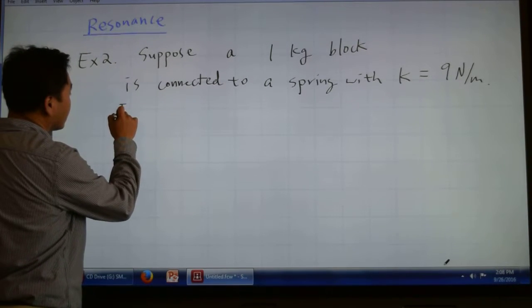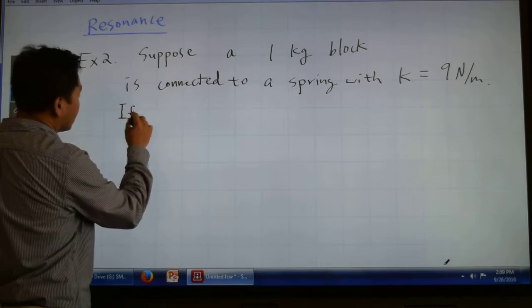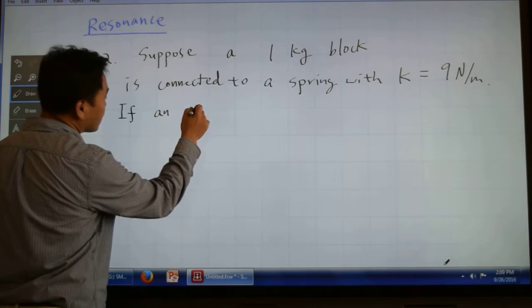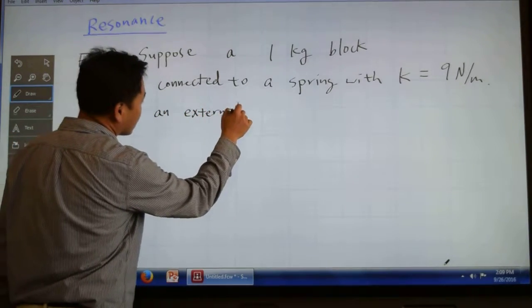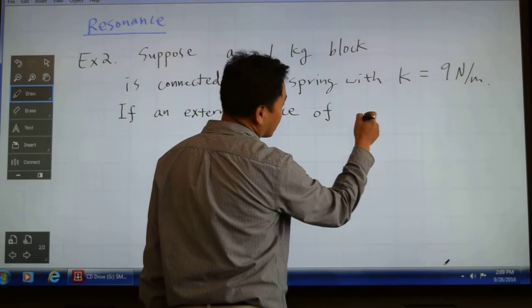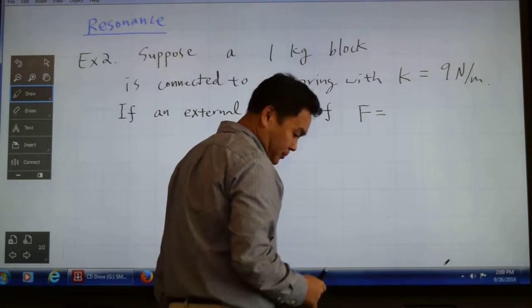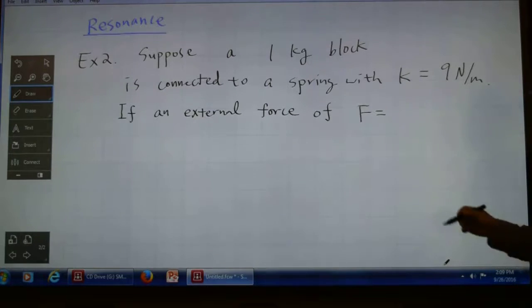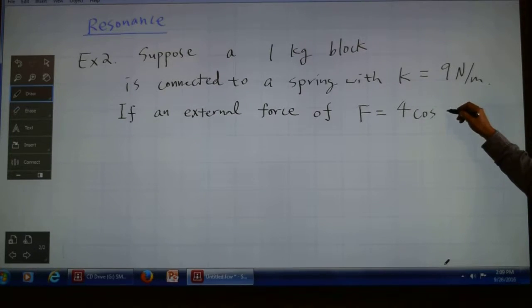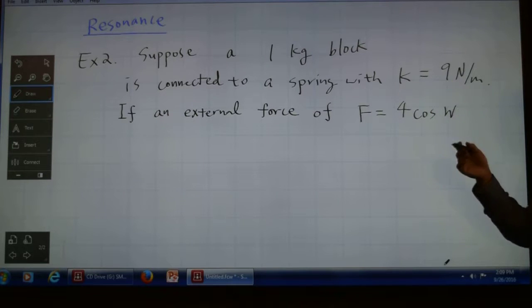If an external force of F equals, and usually you put cosine of something, so let's just put 4 times cosine of, let's put w for this one. This is w, not omega. Omega is the round thing, and this is pointed.